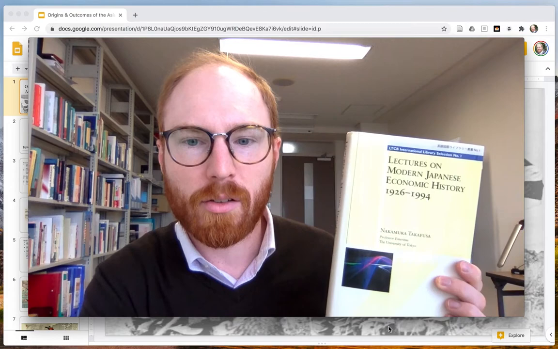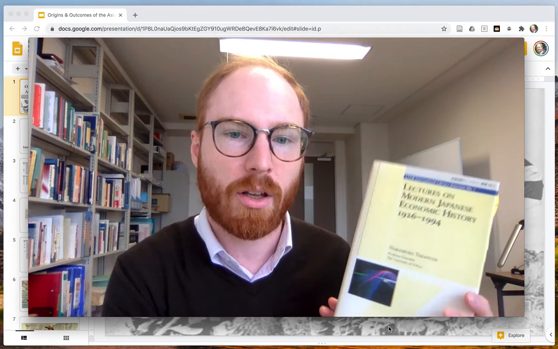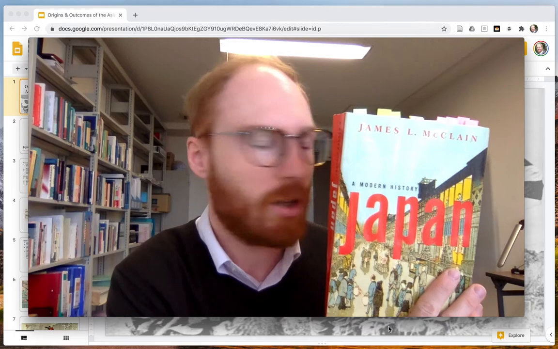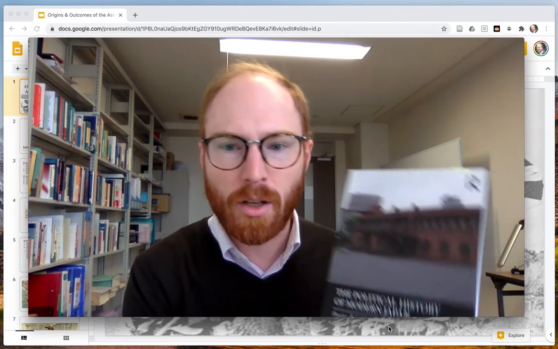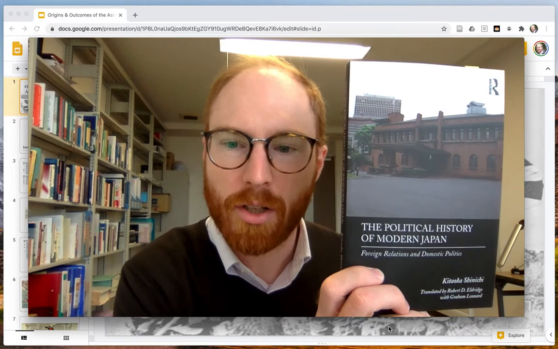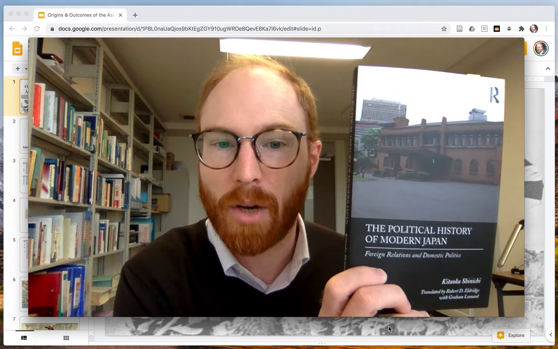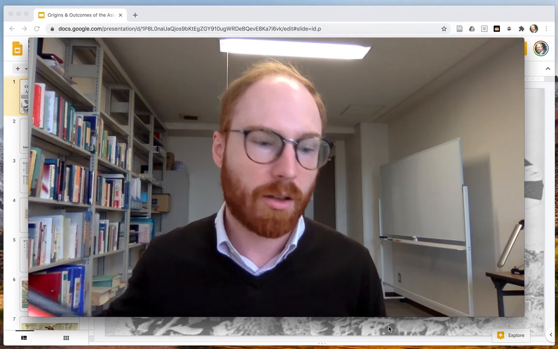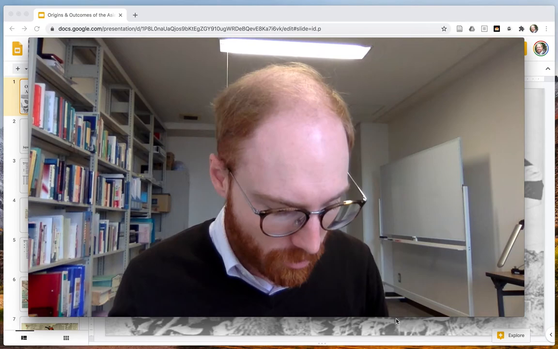One is Nakamura Takafusa's Lectures on Modern Japanese Economic History, great book. Another is a standard that I always go back to, James McClain's Japan: A Modern History. And then this one, which I recently got a hold of, it's an English translation of political scholar Kitaoka Shinichi's work. It just came out, I think, in the last few years. So I'll be drawing from these books, especially in this talk. Okay, so let's get started.